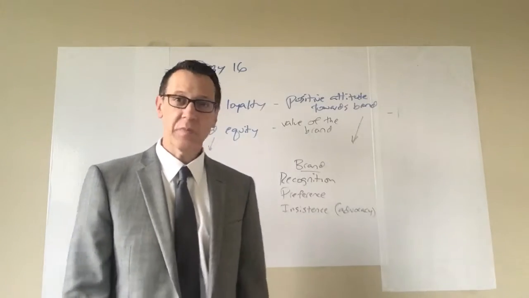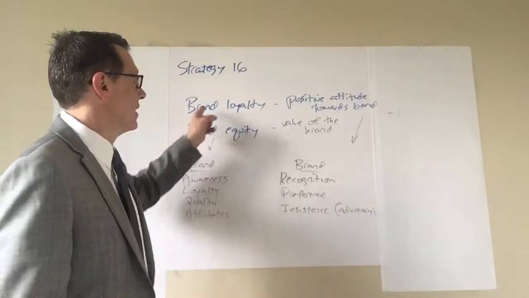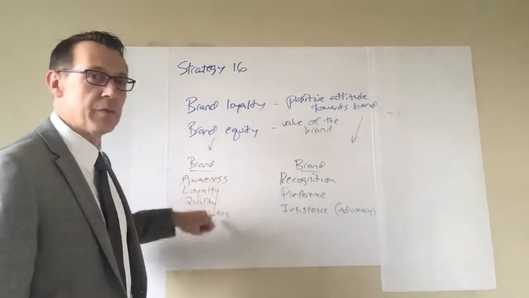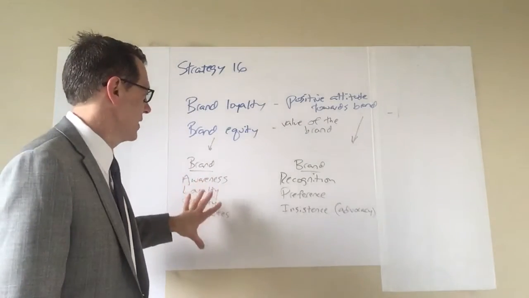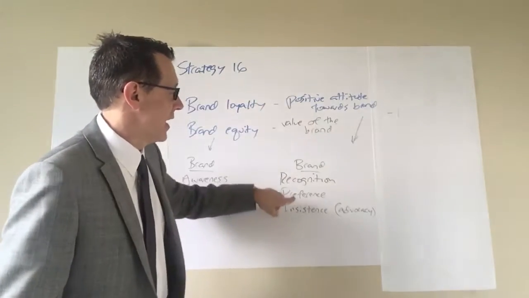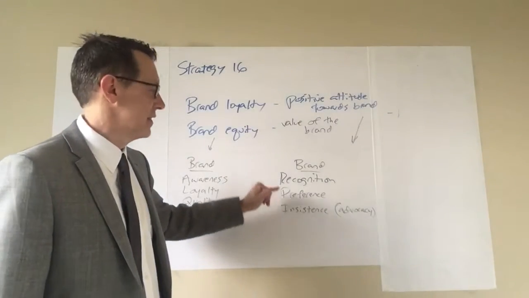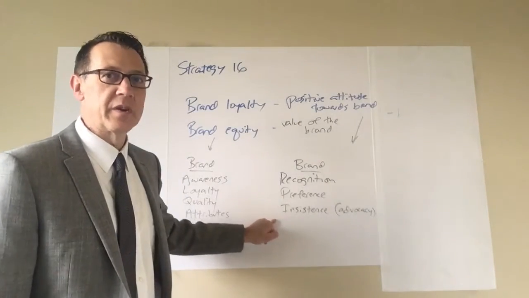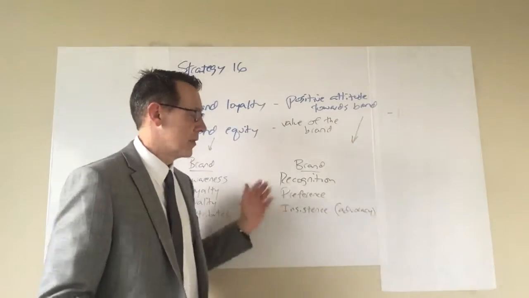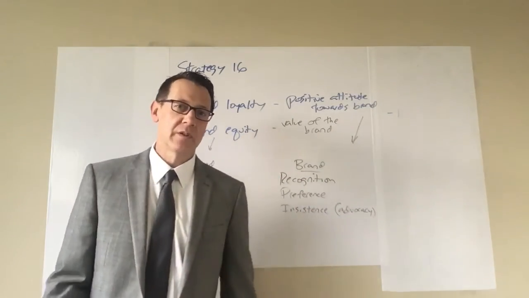So, quick summary, equity, the overall umbrella, it involves loyalty as one of the four major components of equity: brand awareness, loyalty, quality, attributes. Brand loyalty comes from recognition, preference, and insistence. And this is a continuum that the customer is working their way down or working their way up, if you want to consider that, towards brand advocacy, which is the holy grail of marketing.